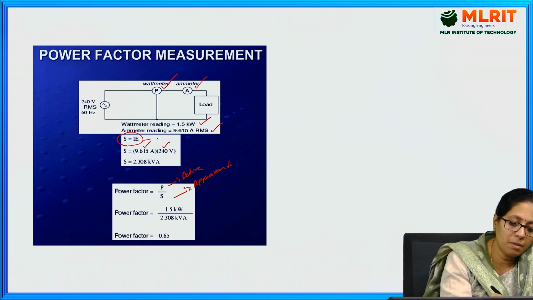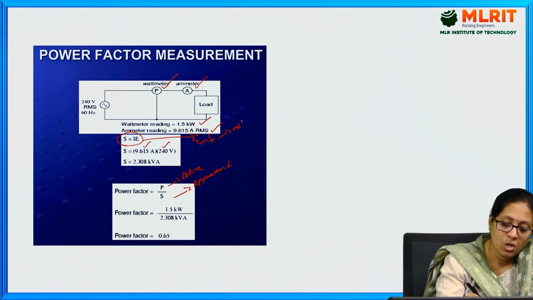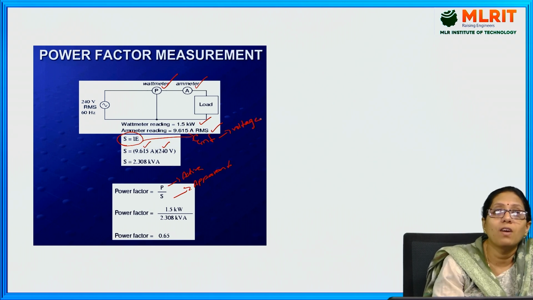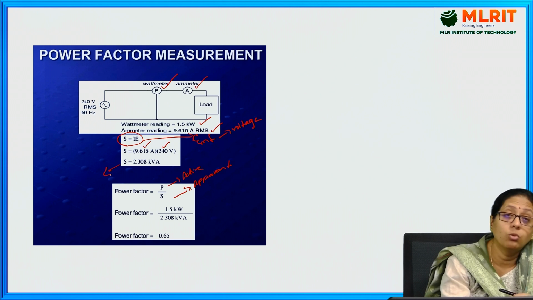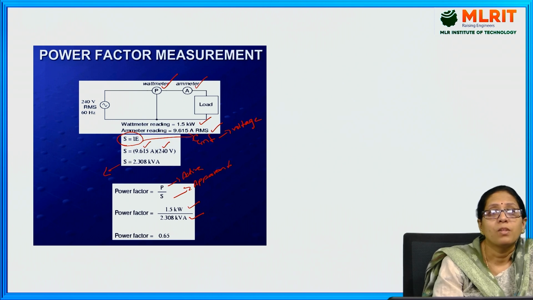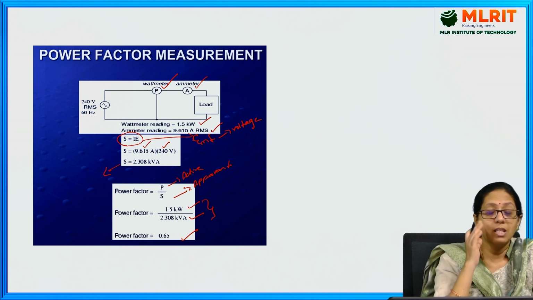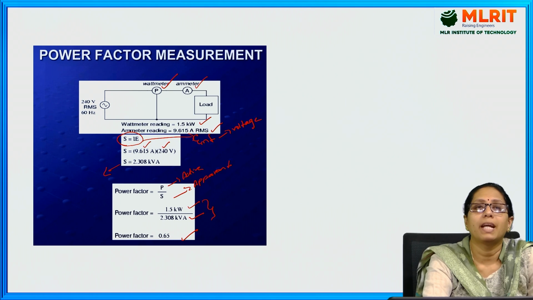So S is equal to, based on the formula, I into E, that is 9.6. This E is nothing but your EMF, that is your voltage. So your voltage into current value will give you the S value, that is the apparent power. So the apparent power formula is voltage into current. You will be getting the apparent power, and the active power is being measured by using the wattmeter. The ratio of these two will give you the power factor value, that is 0.65. In this manner, by using a wattmeter, we can calculate the power factor value in a particular network.